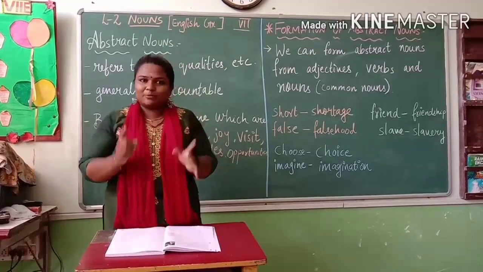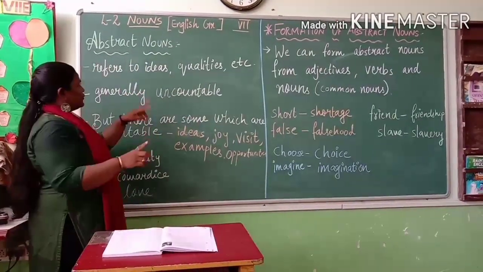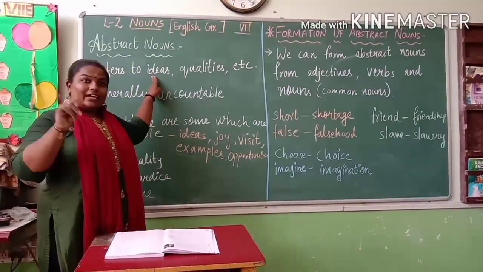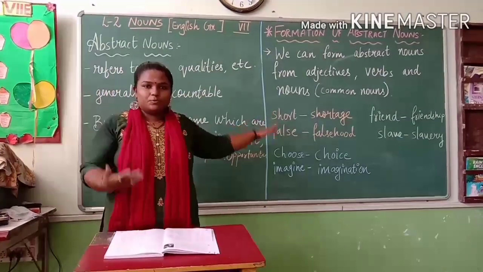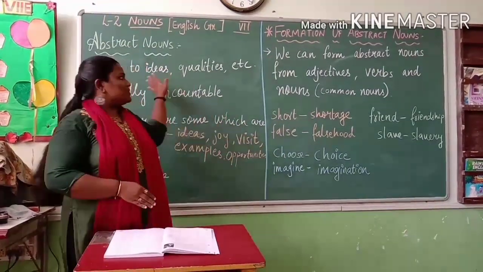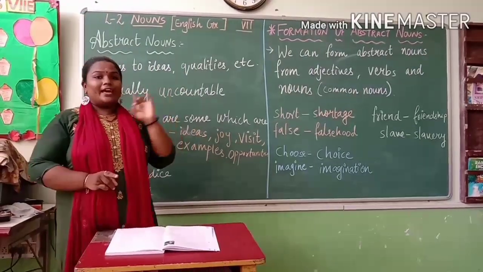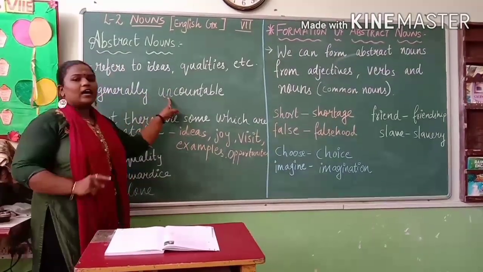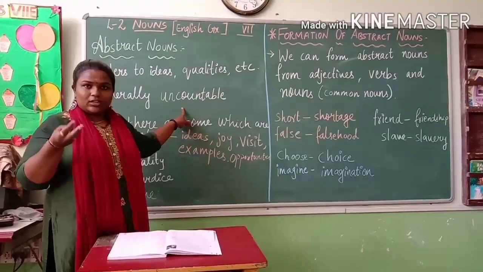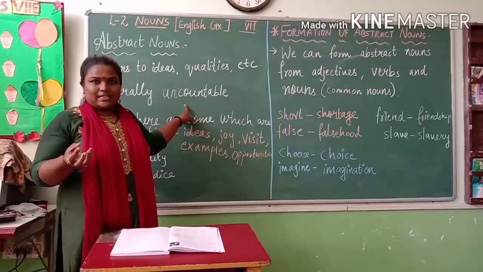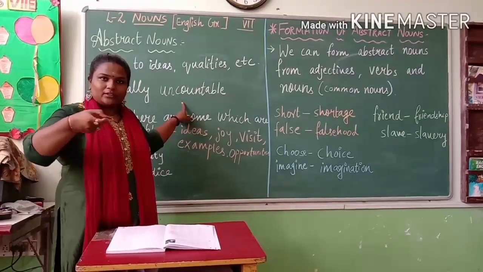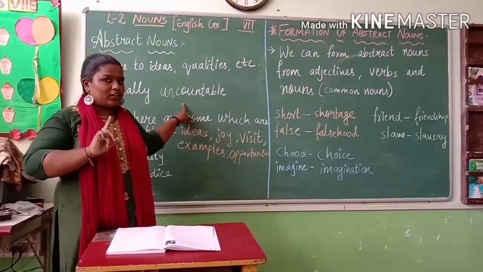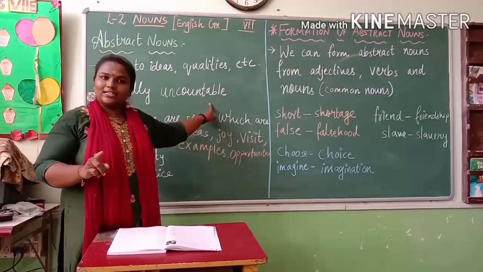So yes, the abstract nouns generally refer to ideas, the qualities, the feelings, the expressions. Those are abstract nouns. Okay? And generally they are uncountable. We cannot count how much missing is there. We know missing is there, but 1 point, 2 point, 3 point, no. That way we cannot count. So therefore they are uncountable.